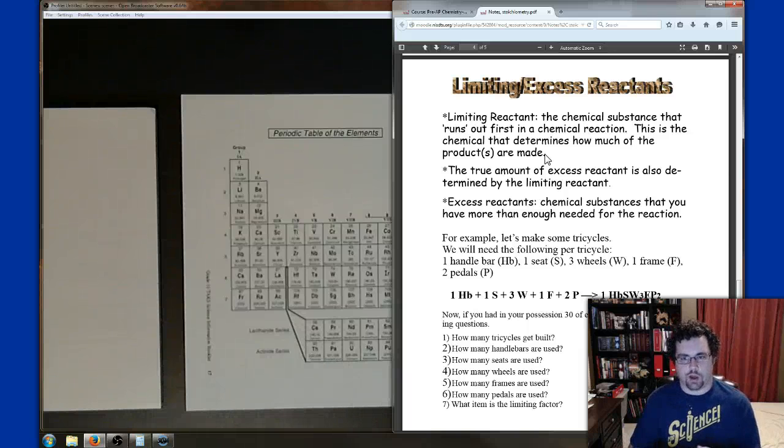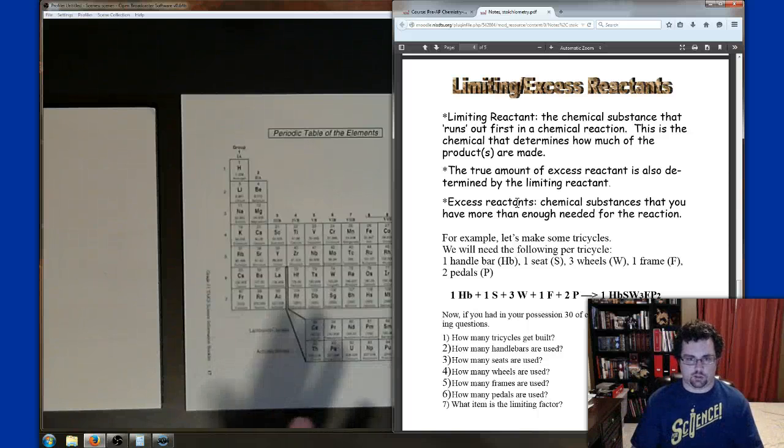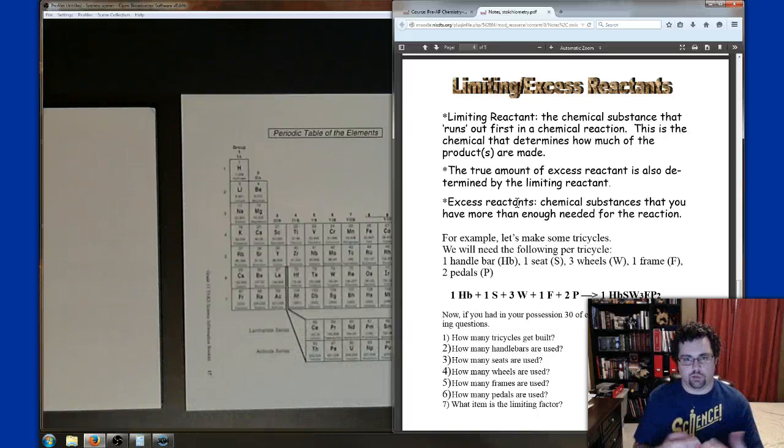Okay? The true amount of your excess reactant is also determined by the limiting reactant. Excess reactants are all the other reactants in a reaction, chemical substances that you have more than enough of for the reaction. So in a reaction you always have reactants and products. One of those reactants is always going to be limiting. The other reactants are going to be excess reactants. However many there are, they're excess. One of them is limiting.